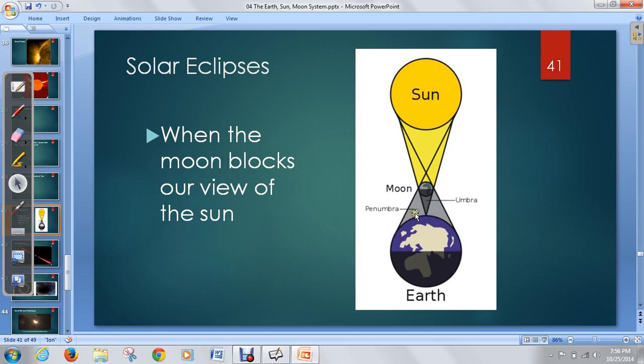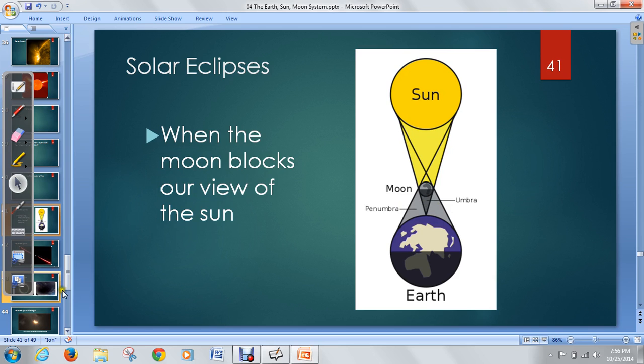Okay, and there's two specific areas. There's the penumbra, which is this light shadow zone or partial shadow zone. And then there's the umbra, which is the total shadow zone. So if you're in the penumbra, you will see a partial eclipse. But if you're in the umbra, you will see a total eclipse.